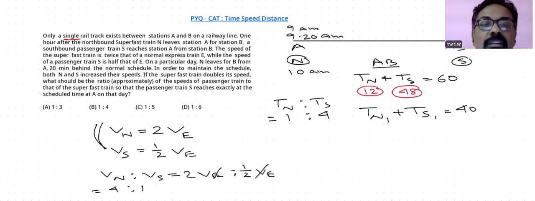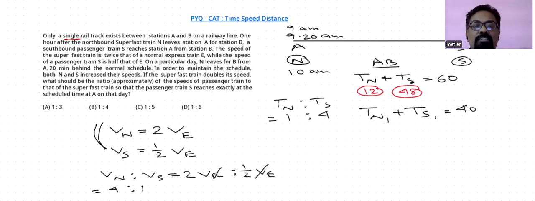Now, what happens? If the superfast train, to maintain the schedule, both N and S increase their respective speeds. Obviously, it should be. Otherwise, they will have less time, but they have to reach maintaining the schedule, which means they have to cover the same distance. So obviously, they have to increase the speed. So there should be certain information related to the change in speed. Check it. If the superfast train doubles its speed, means train N doubles its speed.